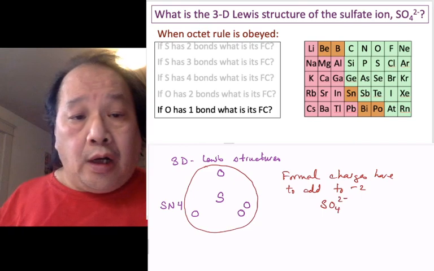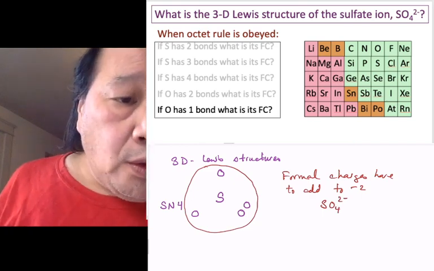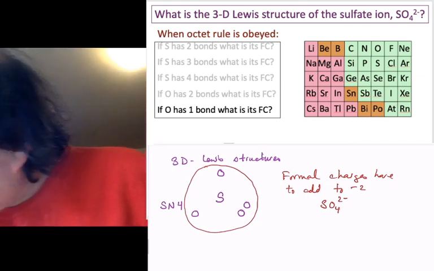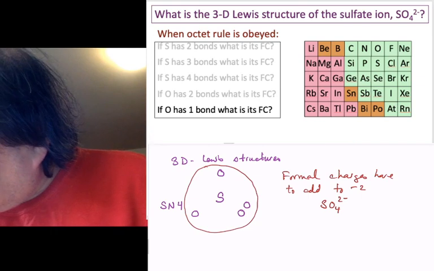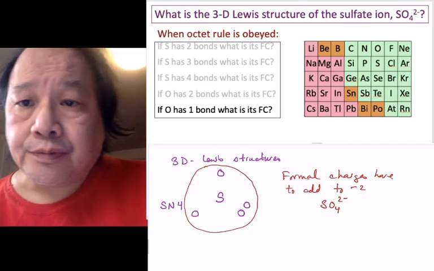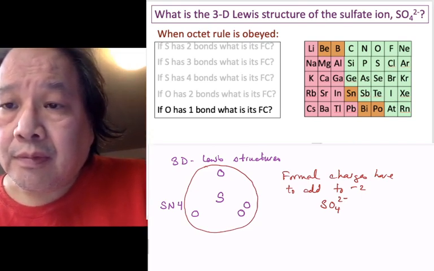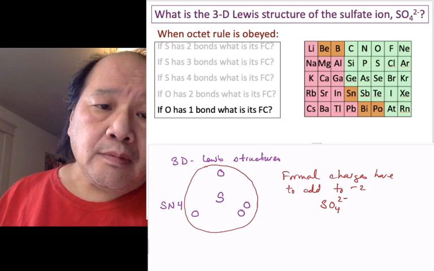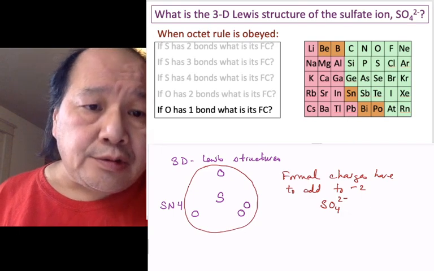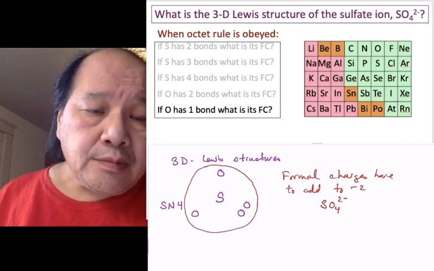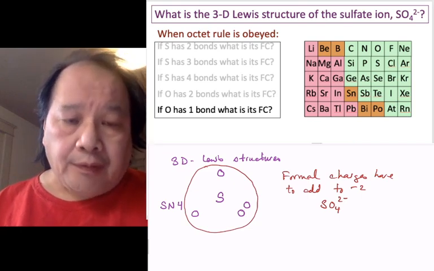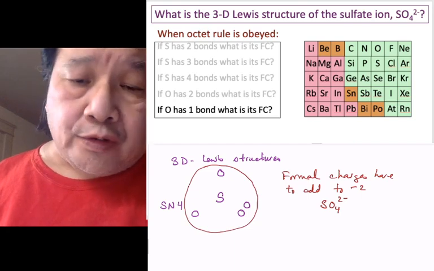I'll give you 30 seconds to figure out what kind of lines I should draw between the sulfur and the oxygens. Okay, 20 more seconds for you to figure it out, and then also draw the formal charges. 10 more seconds. Okay, I'll now give you the solution. Then can you tell me afterwards if you got it right?